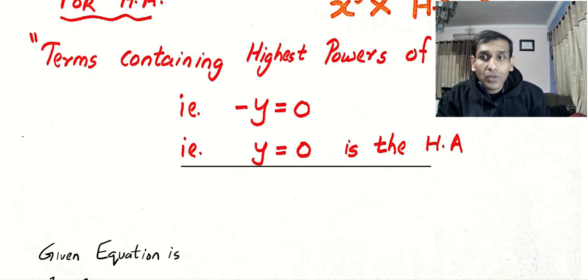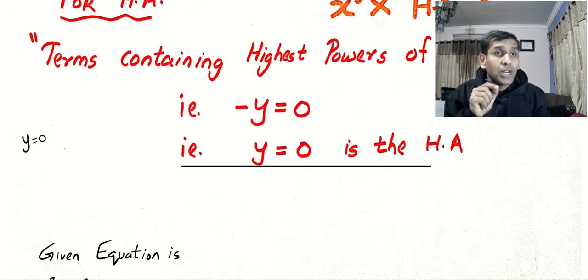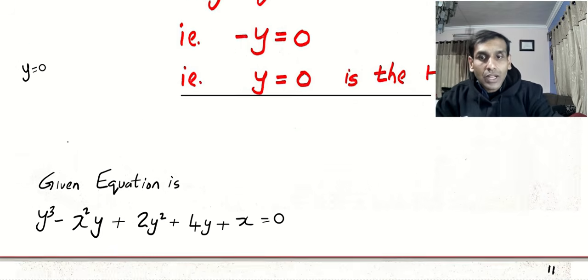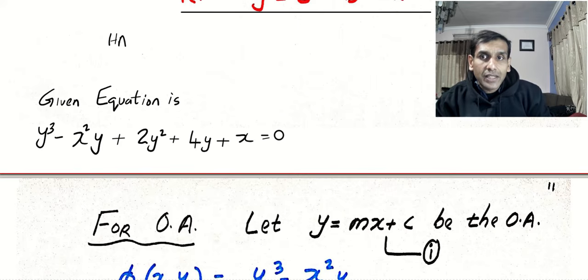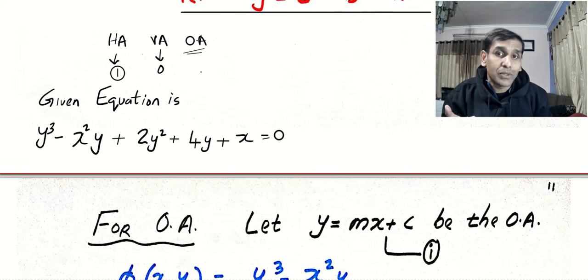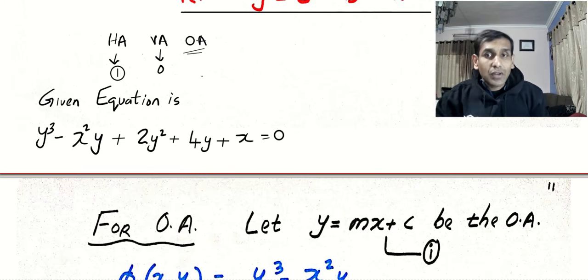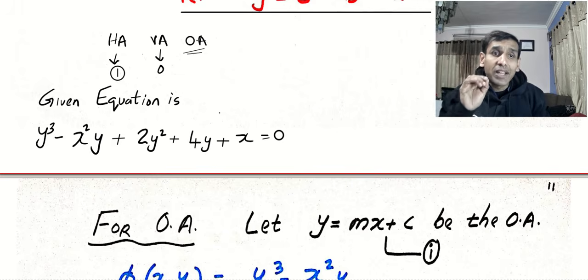So right now I found that there is one horizontal asymptote. But the total number of asymptotes is equal to 3, so I have to do further. Look at this: I found that there is one horizontal asymptote and no vertical asymptote, so I am expecting oblique asymptotes. It may or may not be there. Anyway, now let's go for the procedure for oblique asymptotes.